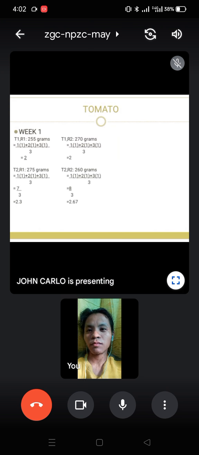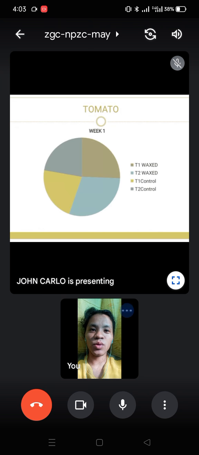T2R1 has 275 grams for the wax commodity. The computation is 1 times 1 plus 2 times 1 plus 3 times 1, divided by 3, equals 7. 7 divided by 3 equals 2.3 for wax. In controlled T2R2, they have 260 grams. The computation is 1 times 1 plus 2 times 1 plus 3 times 1, divided by 3, equals 8. 8 divided by 3 equals 2.67. This is the graph of tomato in week 1: T1 wax, T2 wax, T1 controlled and T2 controlled.